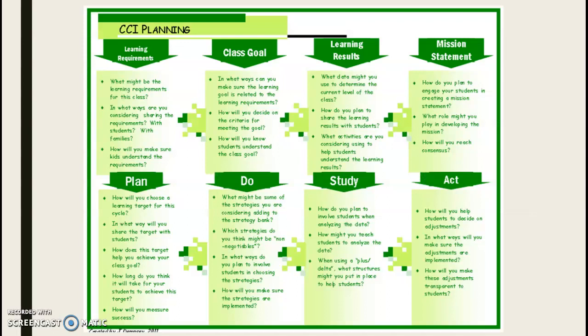This graphic provides you a nice overview of classroom learning systems. You will see at the top it has the four foundation pieces of classroom learning systems, which are the critical learning requirements, the class goal, learning results, and mission statement. Down below, you will see the Plan, Do, Study, Act, or what we often refer to as the PDSA. This graphic is nice because it does offer you questions as well to reflect on as you're going through and creating each of these pieces in your system.